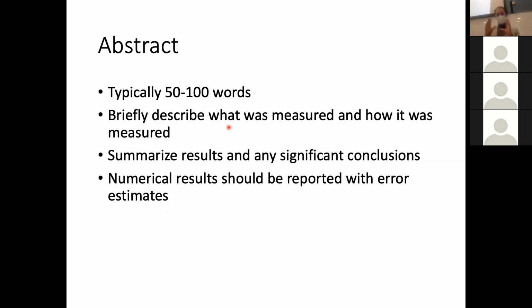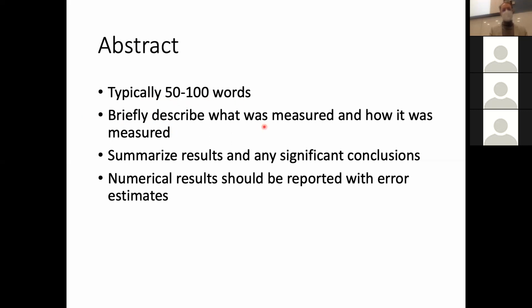And so the abstract should basically let you know what's included in this paper, what they did, what the main results are. And if I think that that's going to be relevant after reading the abstract, then I can spend more time and look through the whole paper. So it's very important to write a good abstract. It's short, typically 50 to 100 words.